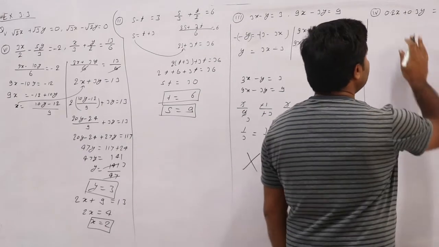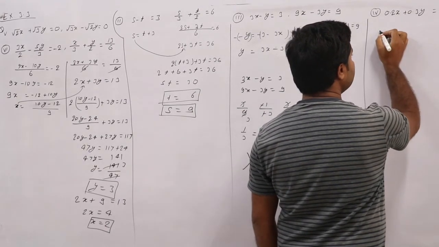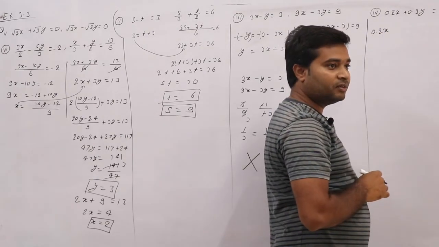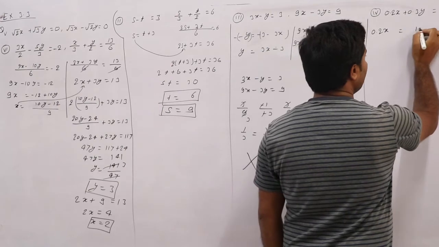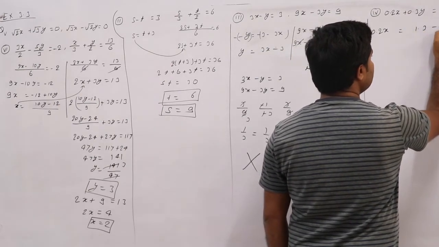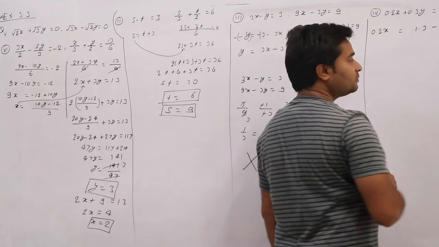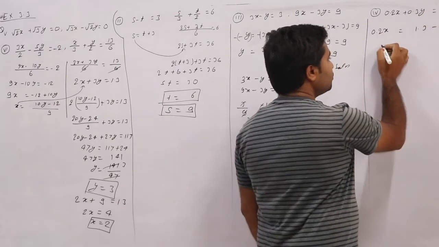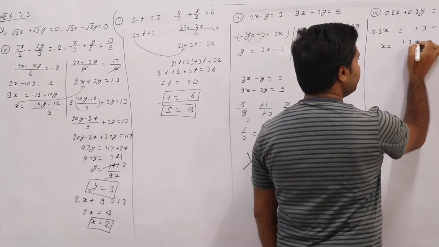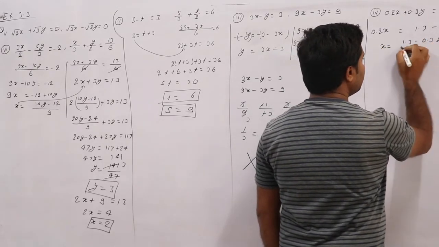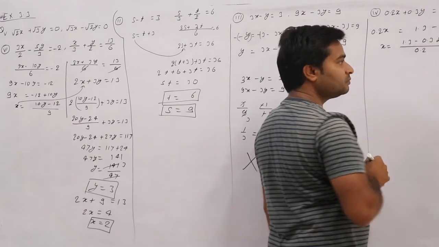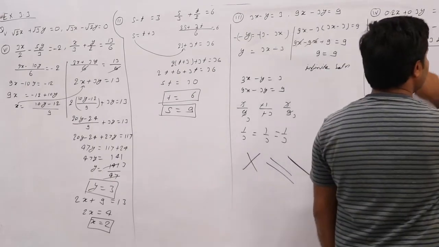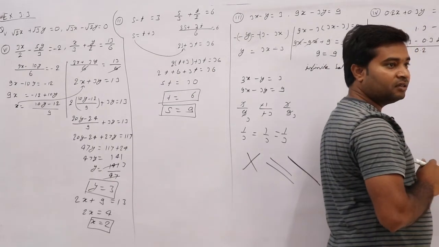Okay, see here. Find the value of x. x is equal to 1.3 minus 0.3y, all divided by 0.2. This side plus, this side minus. Yes? We get the value of x. Now this value we will substitute here.